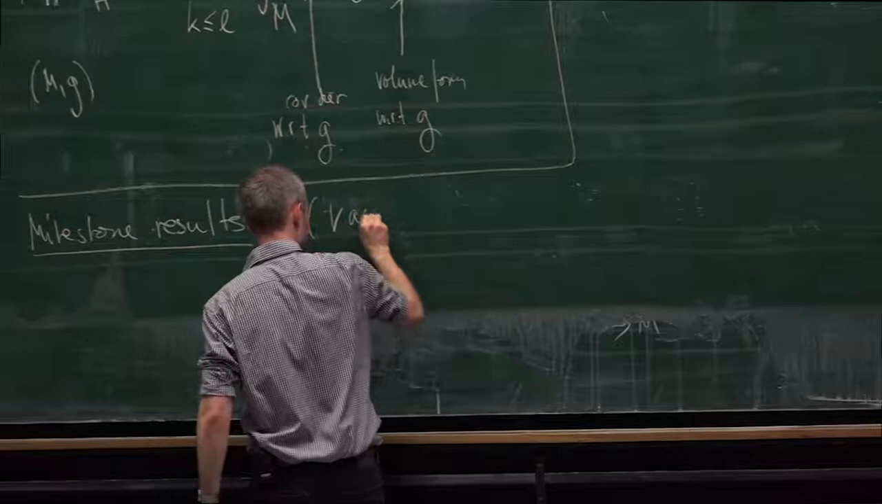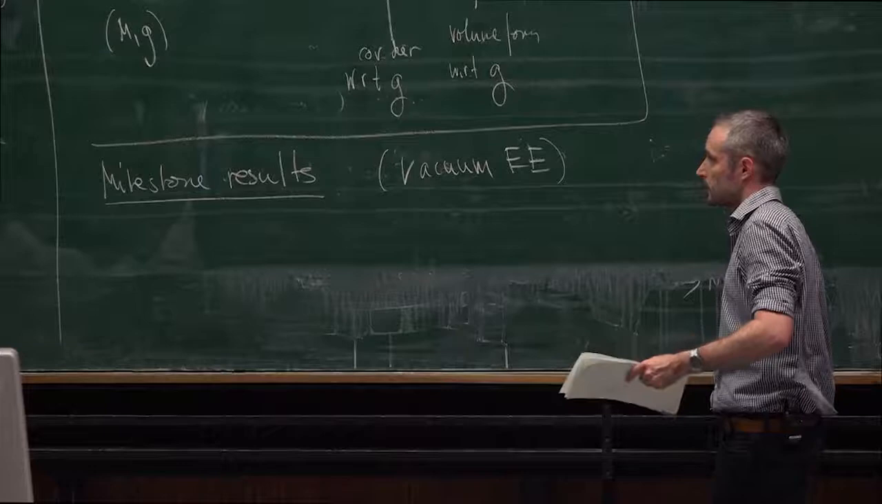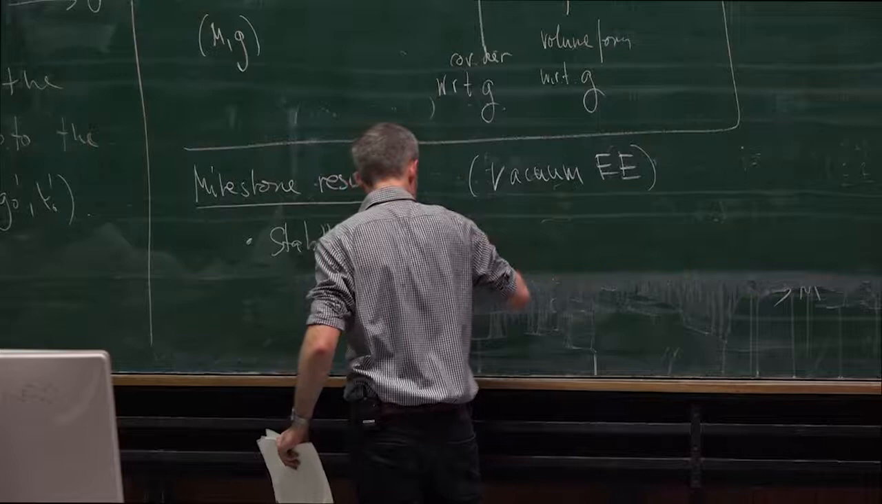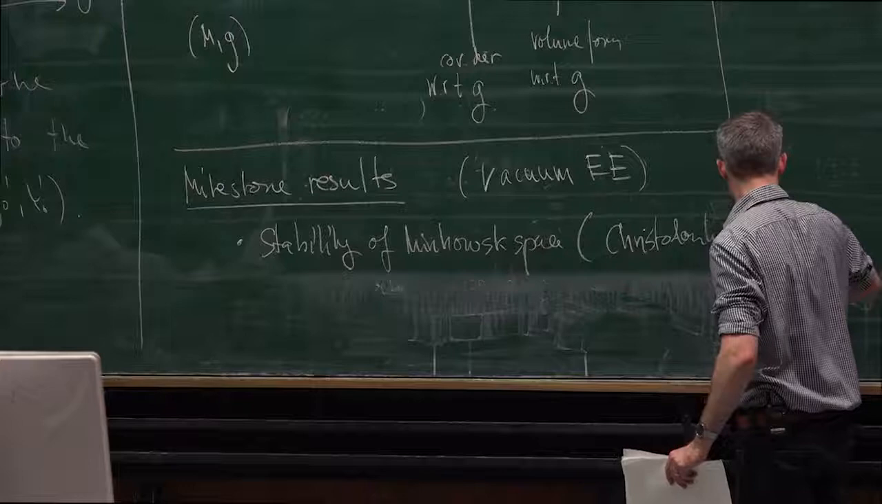So I'm talking about vacuum Einstein equations here, because there are plenty of results with matter as well, but we will not have time for those. So, stability of Minkowski space, that's Christodoulou-Klainerman in '93.